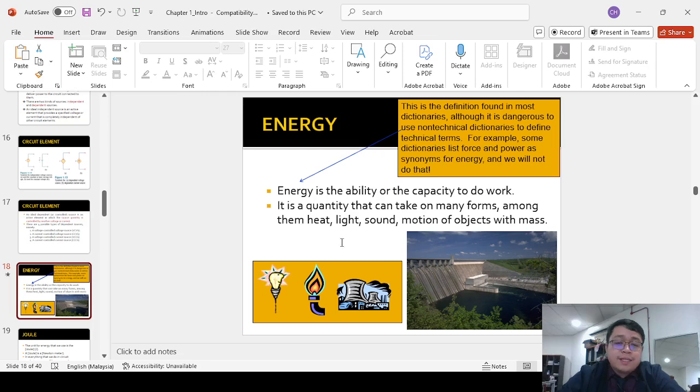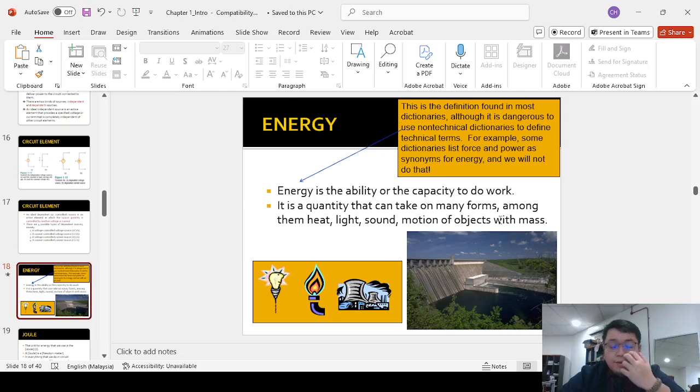So what is energy? Energy is the ability or the capacity to do work. The amount of charge going through an electrical current will produce energy. So it is a quantity that can take on many forms. Among them are heat, light, sound, and motion of objects in mass.